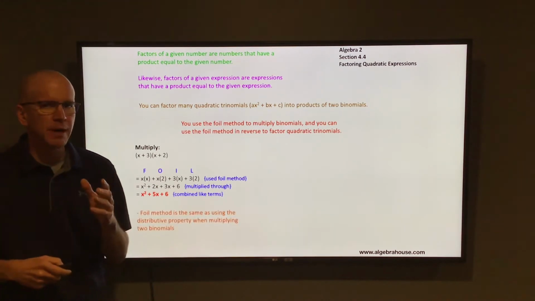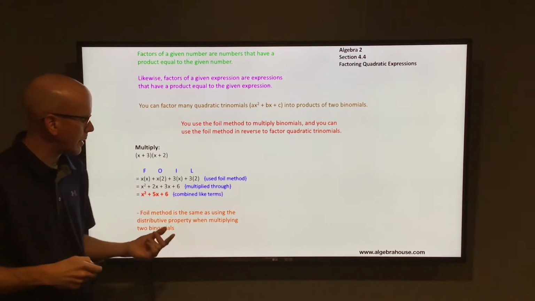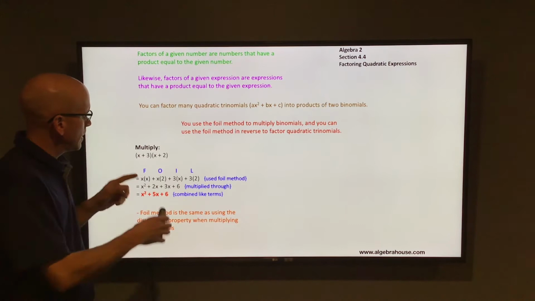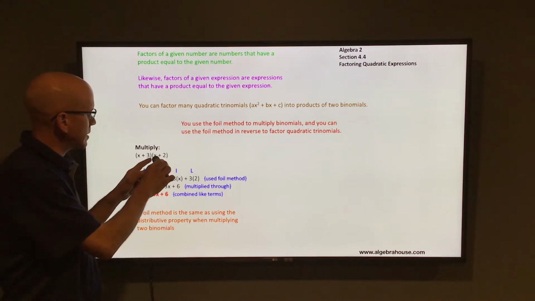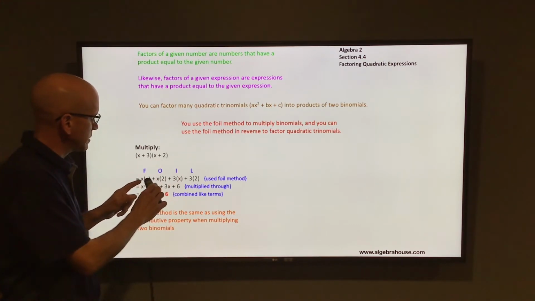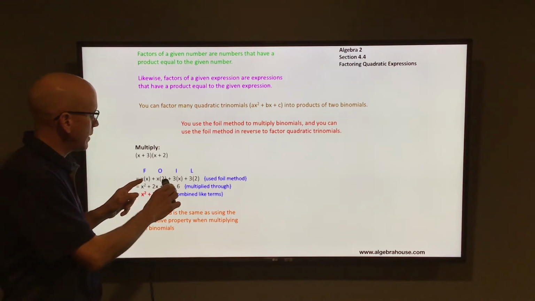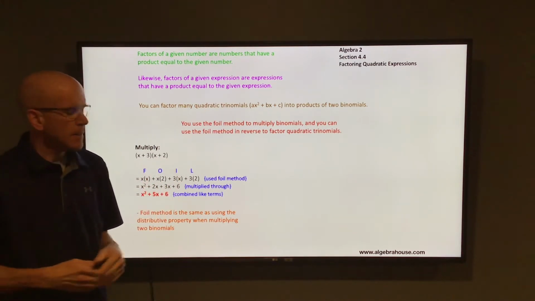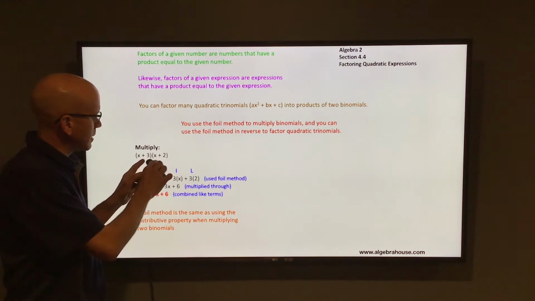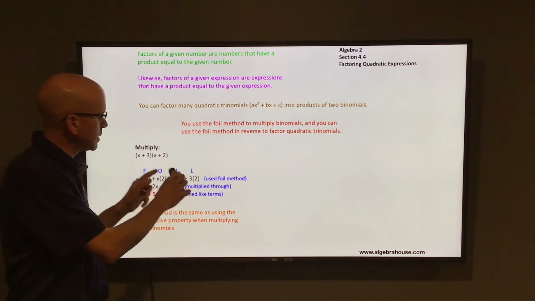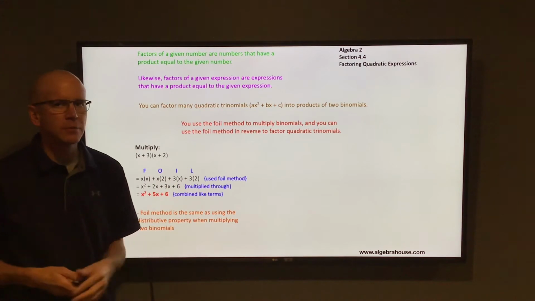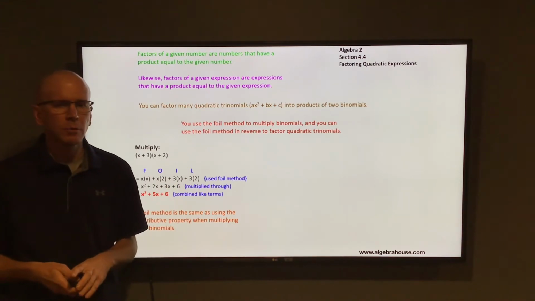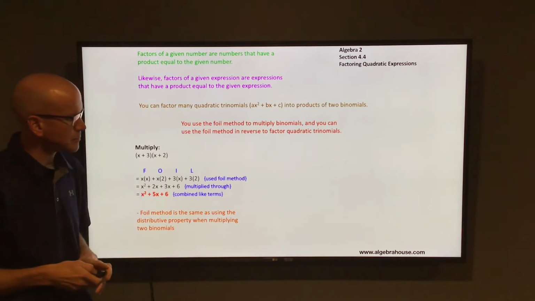One thing to keep in mind, the FOIL method and the distributive property are the same things when you're multiplying two binomials. So the distributive property, if you take x times each one of these in the second set of parentheses, those would be the first and the outer terms, x times x and x times 2. And then when you distribute the 3 to the second set of parentheses, 3 times x and 3 times 2, those are the inner and the last terms. So FOIL method and distributive property are the same thing when you're multiplying two binomials.